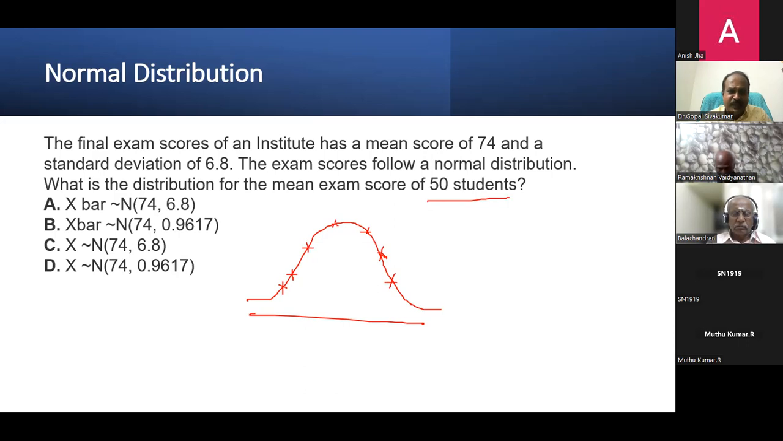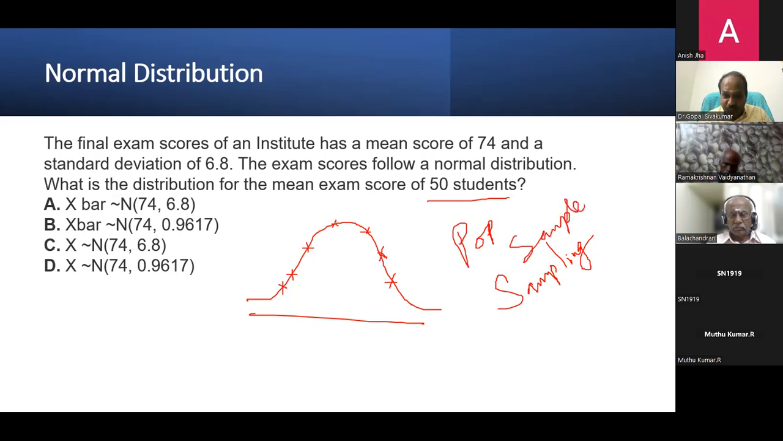That is what they are referring to. What is the distribution for the mean exam score of 50 students? So this distribution is called sampling distribution. Hope in one of the classes we have taught you, there are 3 types of distribution. One is population, another one is sample, third one is sampling.